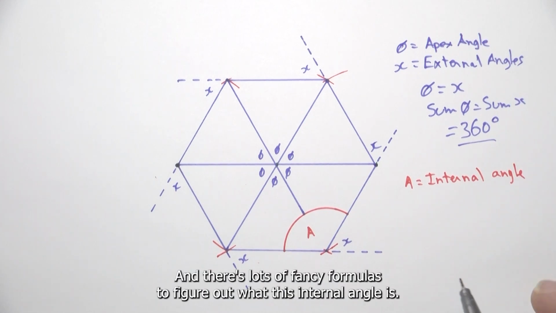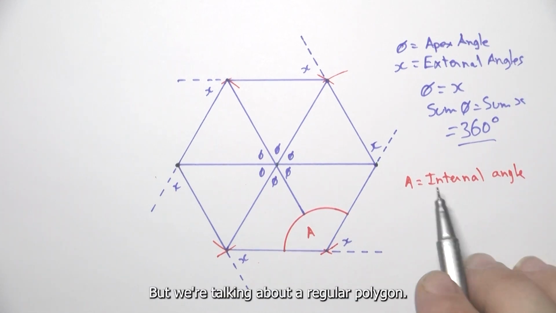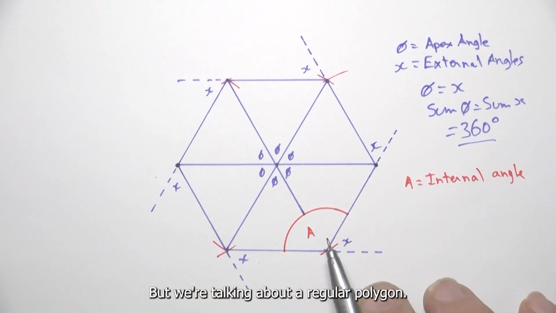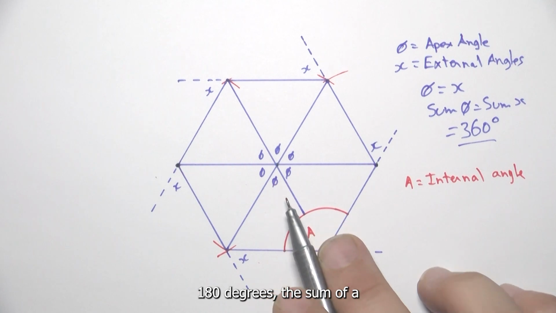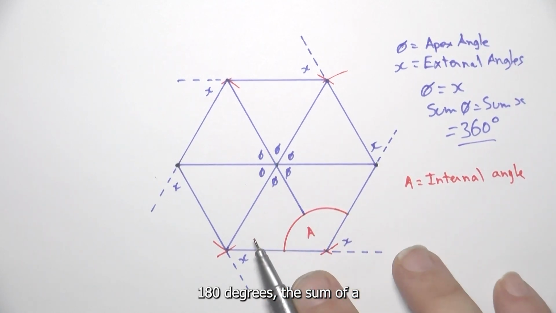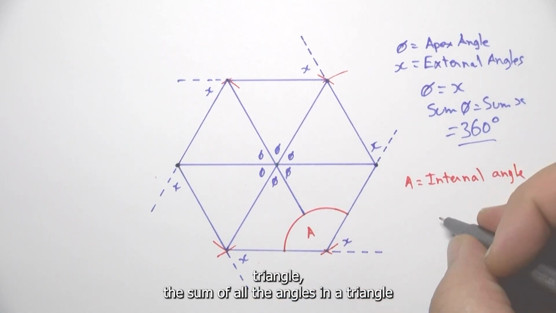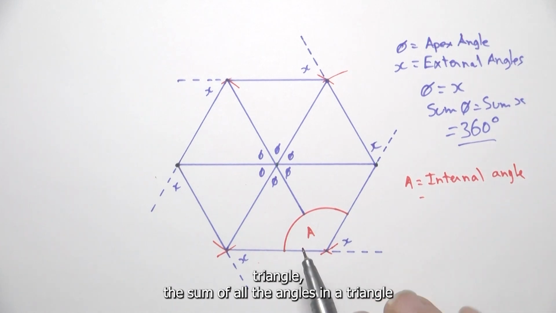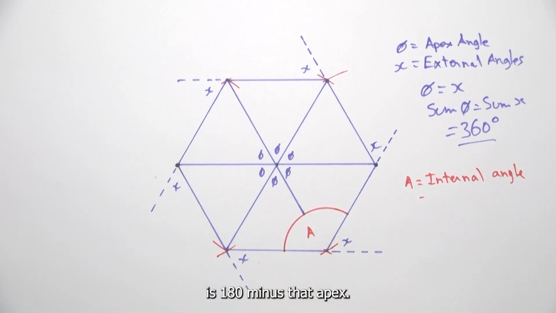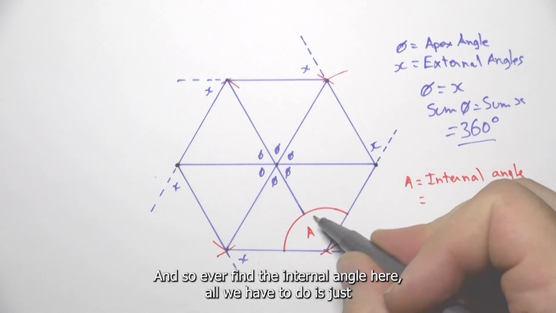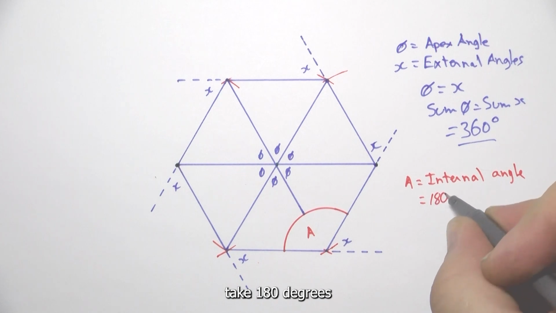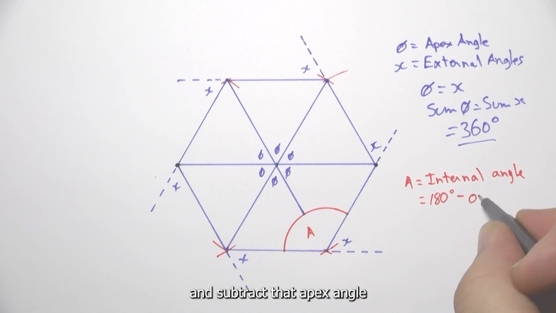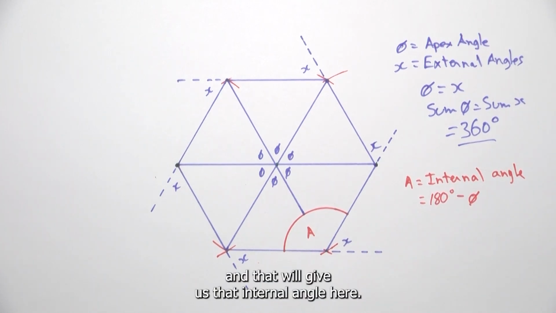And there's lots of fancy formulas to figure out what this internal angle is, but when we're talking about a regular polygon, this internal angle here will quite simply be 180 degrees, the sum of all the angles in a triangle, minus that apex angle. So to ever find the internal angle here, all we have to do is take 180 degrees and subtract that apex angle. And that will give us that internal angle here.